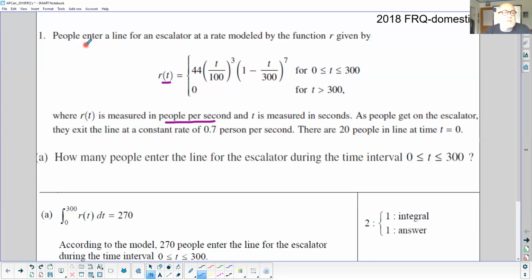But the question does say here that people are entering a line. But then, as people get on the escalator, they also exit the line. So there's this other rate down here, but this is the exit rate. So you have people going on, people coming off. Question A, how many people enter the line for the escalator during 0 to 300? Well, this piecewise is only valid 0 to 300 in the first piece. So how many people are entering the line? You just care about this entering-the-line rate from 0 to 300. So that's just an integral.